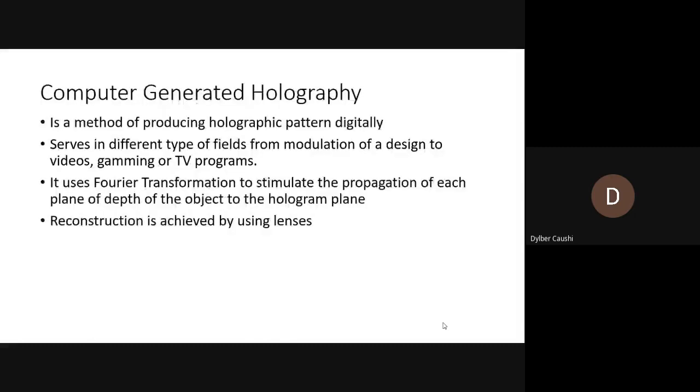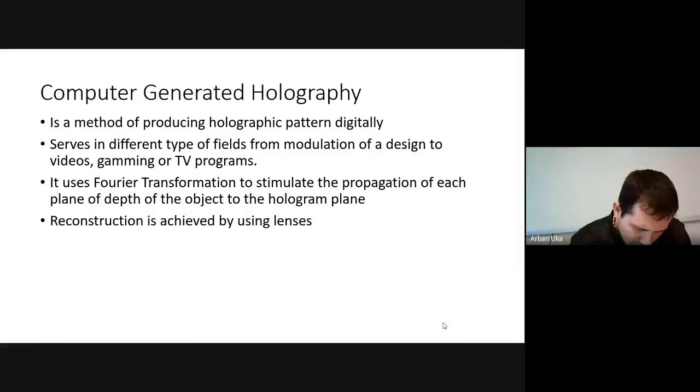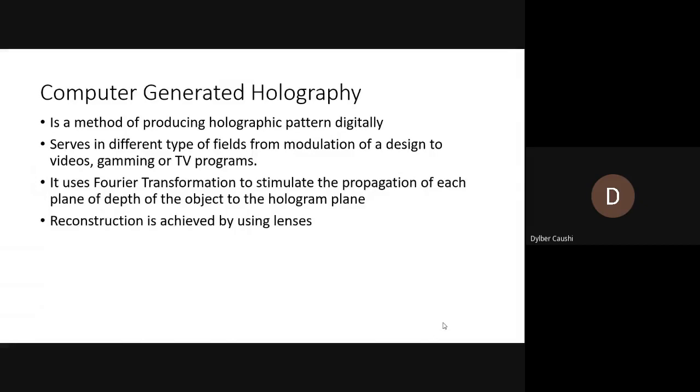Computer-generated holography. Here is a brief summary. It's a method of producing a holographic pattern digitally. It serves in different types of fields, from modulation of a design or a sketch to videos, gaming, or TV programs. It uses Fourier transformation to simulate the propagation of each plane of the object to the hologram plane. Reconstruction is achieved by using lenses.